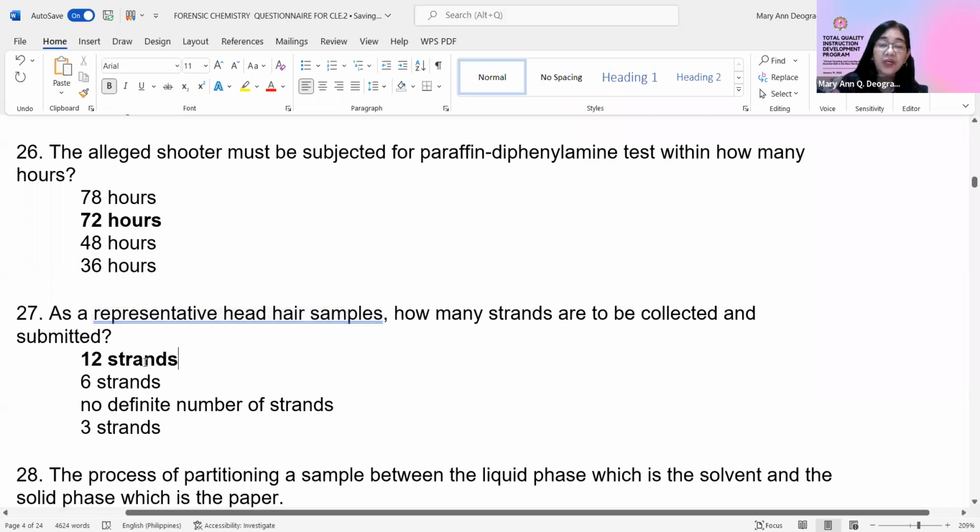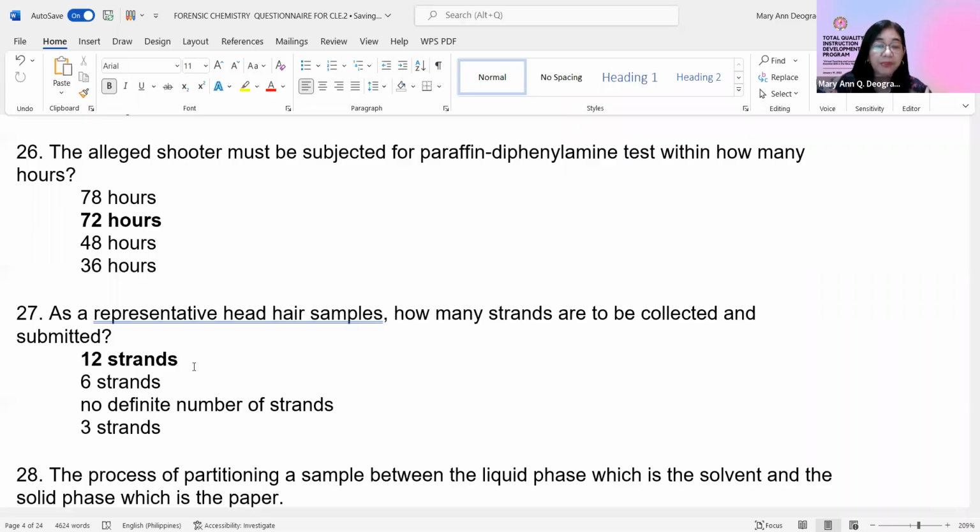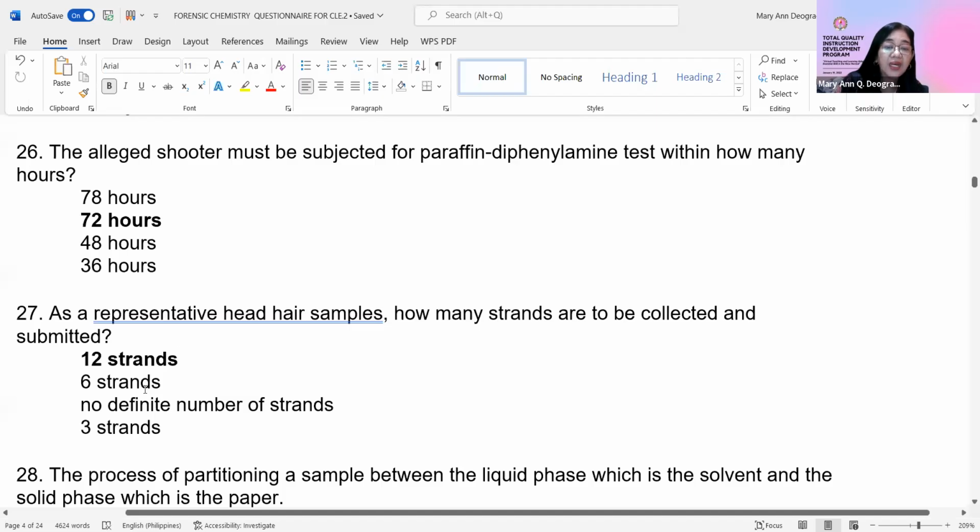12 for scalp hair. Ngayon ko ang tanong are from the different parts, lower part ng body, halimbawa, hair from the armpit, pubic, ganyan, chest, tig-anim yan. Ito. Pag dito sa banda, hair sa mukha, 3 strands.